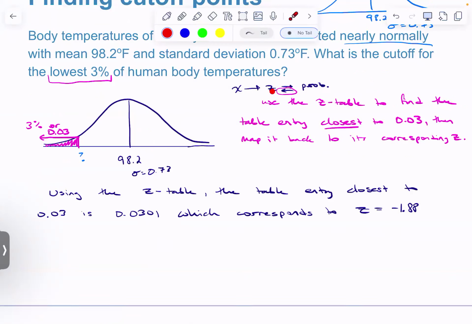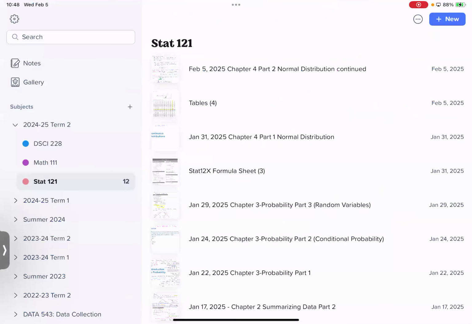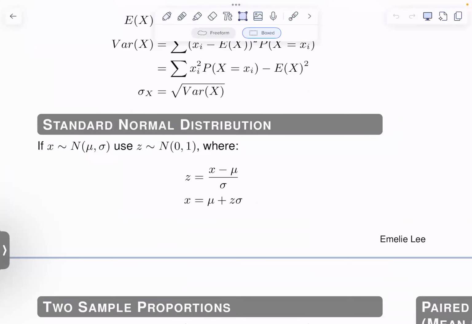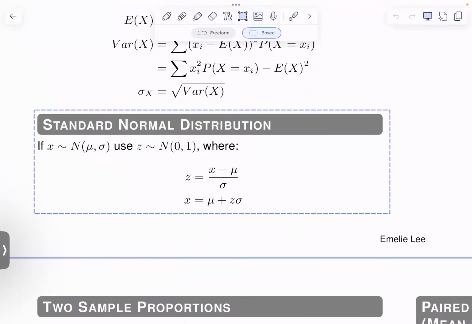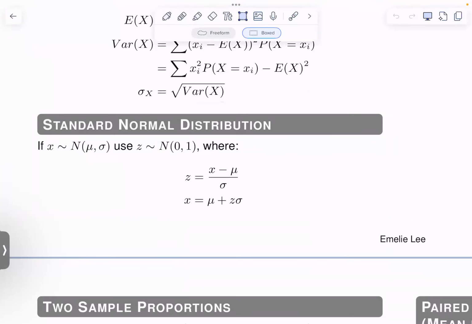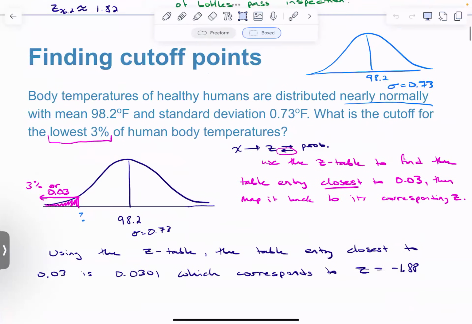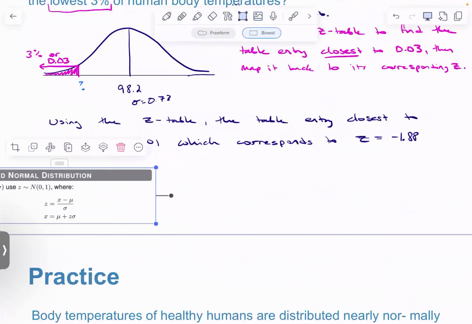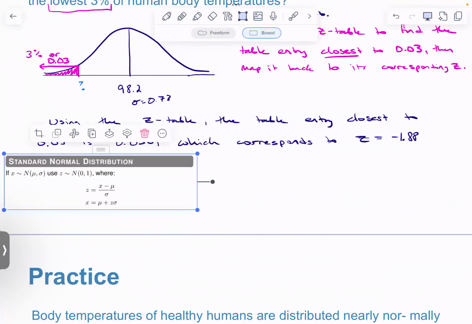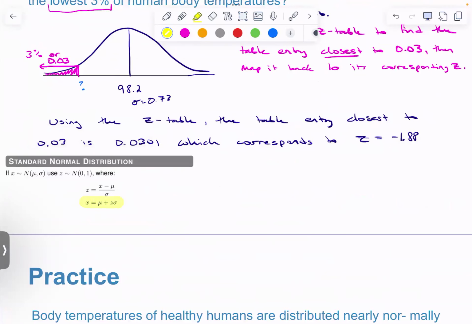So now we're here. Now I have a Z, right? I want to find the temperature that is 1.88 standard deviations below the mean, right? That's what this Z is telling me. And so you can use your formula sheet, or you can rearrange the formula that we know and love already. But for finding the cutoff points, I've put it on your formula sheet, just kind of sneak it in down here. So it has been rearranged for you. You don't need that one.